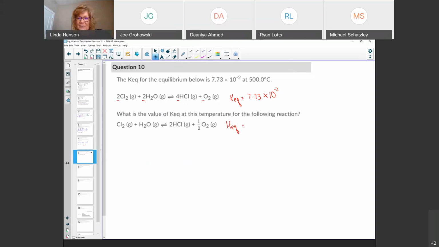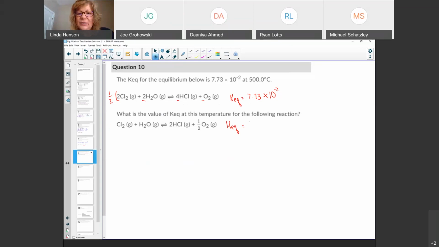And let's decide. It looks like we distributed a half, didn't we? If we distribute a 1/2, cut it all in half, we end up with a new target equation. 2 cut in half is 1, 2 cut in half is 1. Yep, 4 to 2, 1 to 1/2.